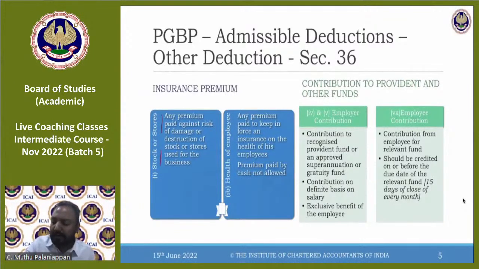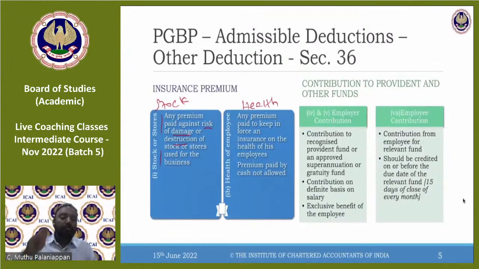I'll just write it here. Stock. If you have any stock inventory and you're taking insurance against that inventory, it is insurance against the risk of damage and destruction of stock. So for damage or destruction of stock or stores which is used for the business, that insurance premium is eligible. Another category of insurance is health.